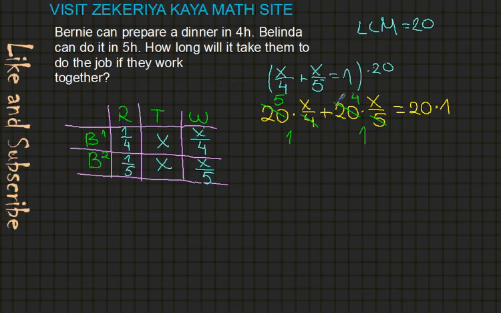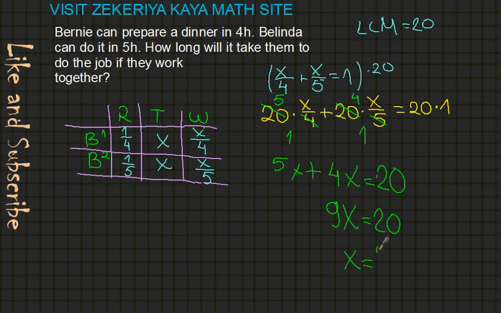Now 5 times x. 5x over 1 is 5x. Plus 4 times x. 4x over 1 makes 4x, equal to 20 times 1, which is 20. 5x plus 4x makes 9x, equal to 20. Then x is equal to 20 over 9, a very big number. You can write the answer down in your notebooks.